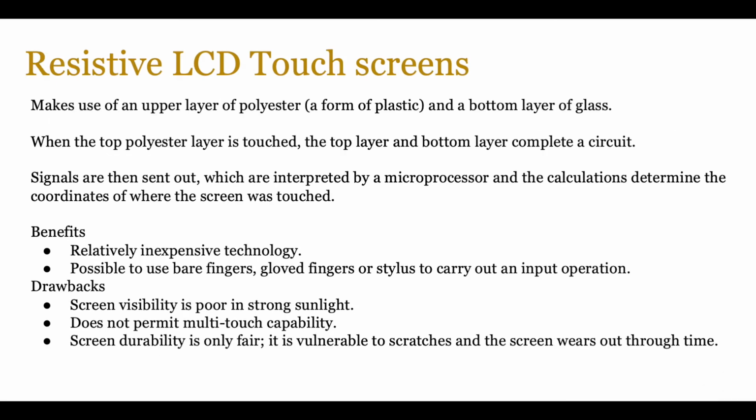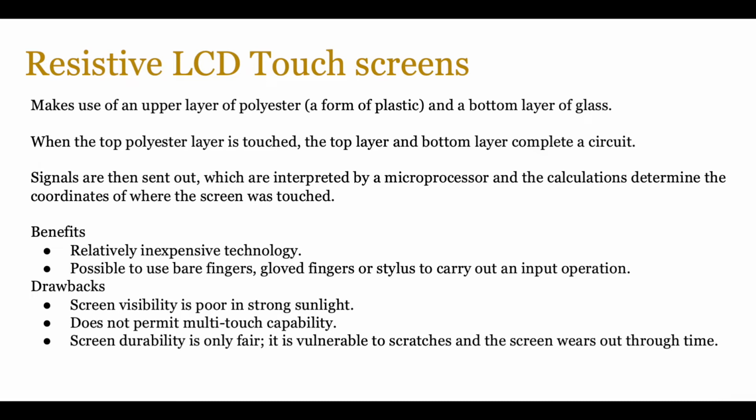Now, resistive LCD touchscreens are alternatives to capacitive ones, and these make use of an upper layer of polyester, which is normally a form of plastic, and a bottom layer of glass. So when the top polyester layer is touched, the top layer and the bottom layer complete a circuit, and signals are then sent out, which are then interpreted by a microprocessor, and the calculations determine the coordinates of where the screen was touched.